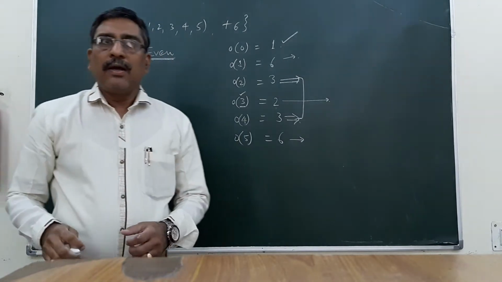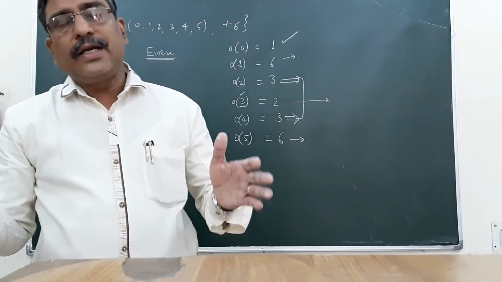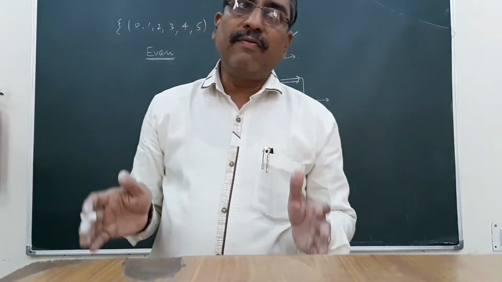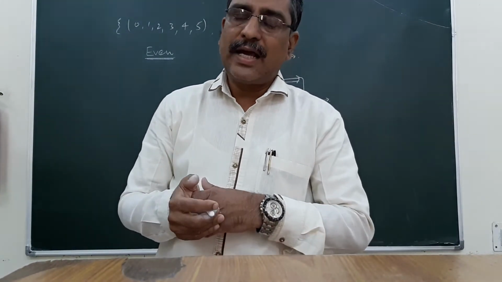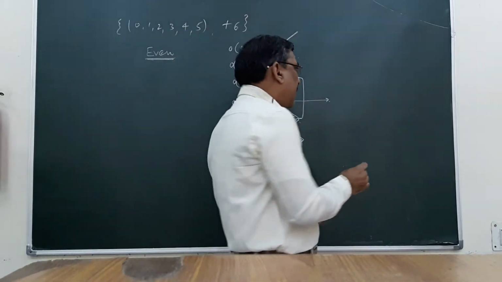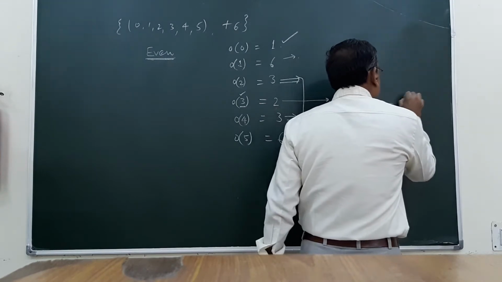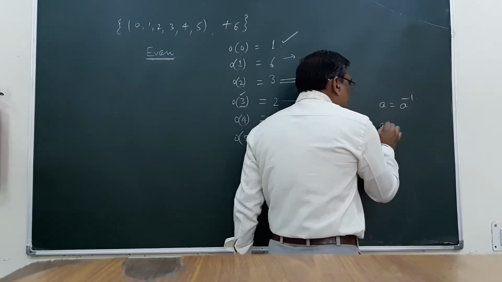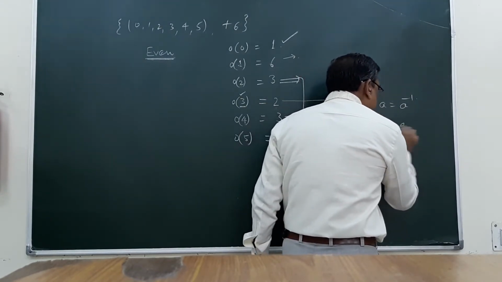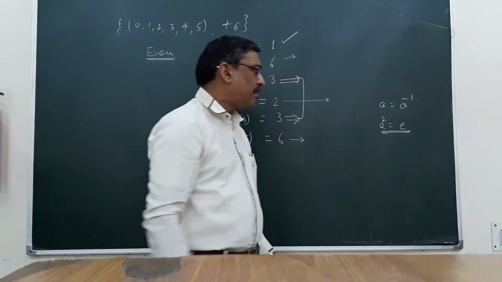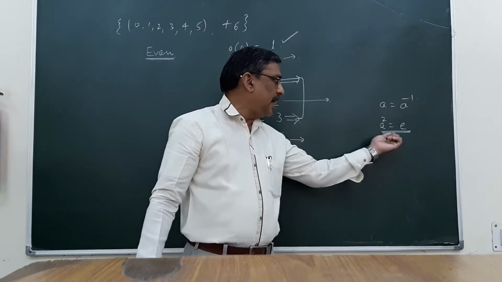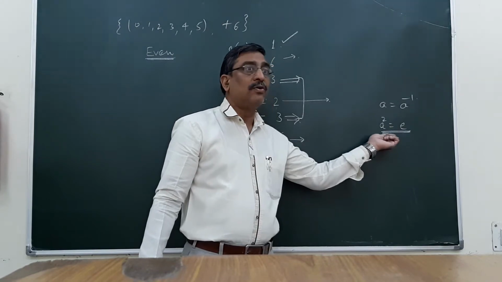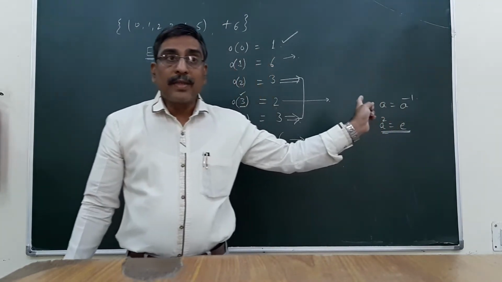So when the number of elements in a group is even, then there will exist at least one element whose inverse will be equal to itself. Means a squared will be equal to identity. There must be at least one element whose inverse will be equal to itself.